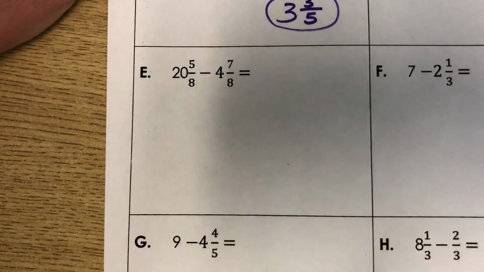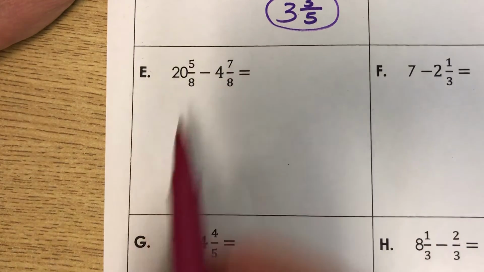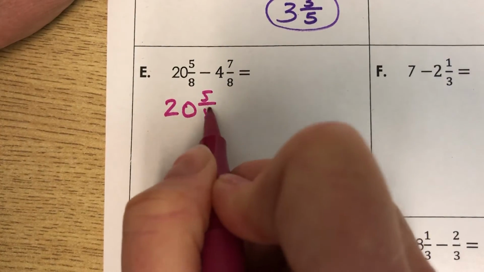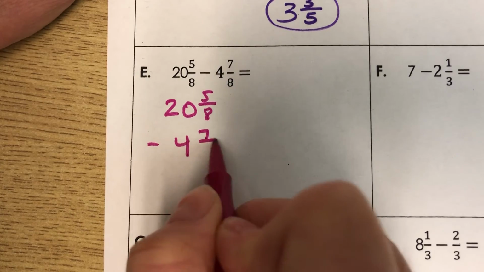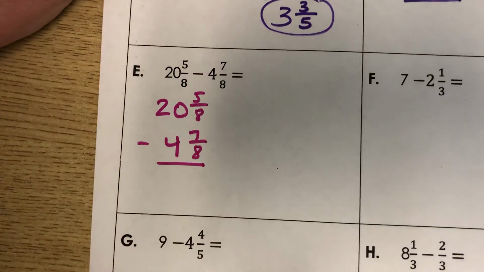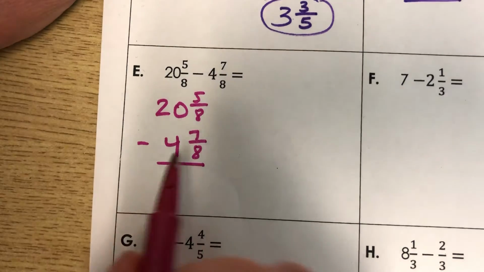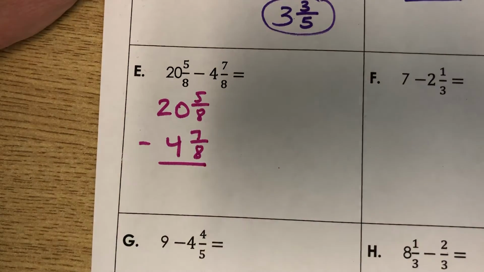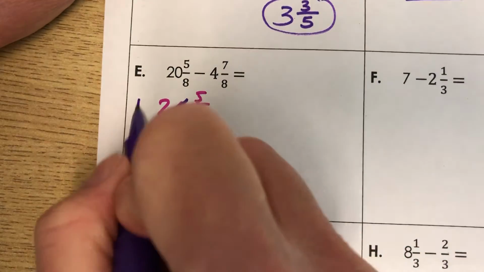Right, letter E. I can't take 7/8 away from 5/8, so I'm going to set this up vertically. And please, set it up vertically. You make fewer errors when you do, I promise. I've been doing this a long time.